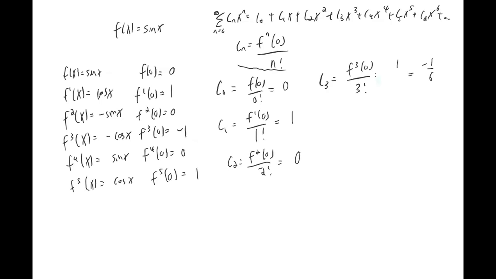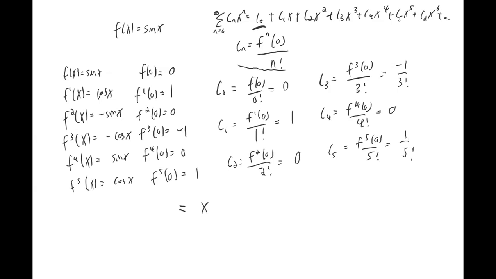But we will just leave it as 3 factorial for now, because that's how the book kept it. But just keep in mind, 3 factorial is just 3 times 2 times 1. C4 is 0 because f4 at 0 is 0. And C5 is f5 at 0 divided by 5 factorial, so this is just 1/5 factorial. So we could write it: C0 is 0, that's gone.